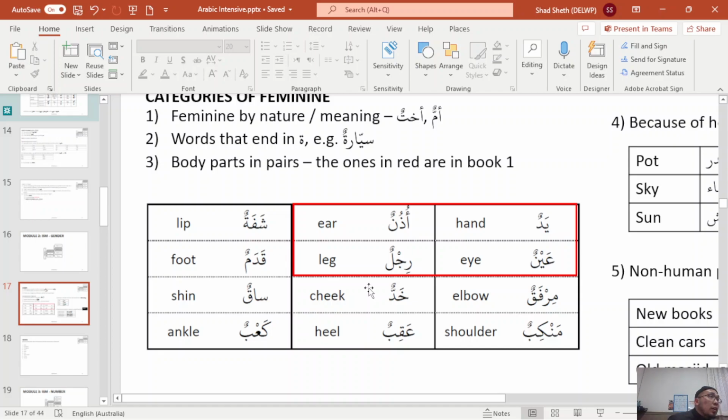Sorry. Body parts in pair. The ones that have a pair, like ear. Like head, there's no two heads. There's only one. So you don't call head a feminine word. Make sense? Only the ones in pair. So the ones that you have to remember now are these four in book one: ear, hand, leg, and eye. Okay?